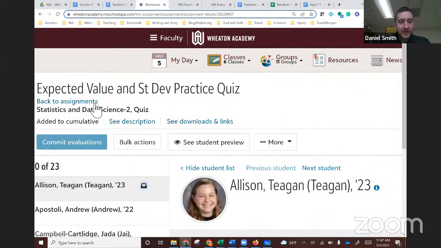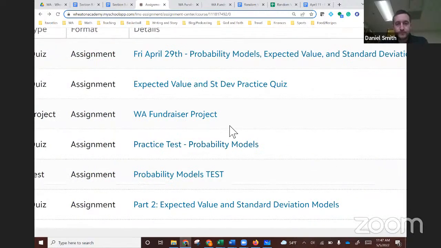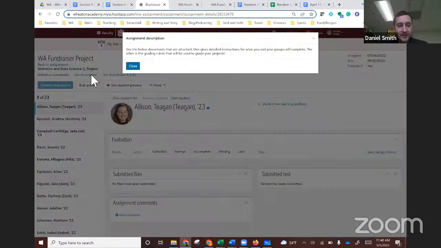is begin working in your groups, because you can do that by yourself, but you can't work with your groups outside of school. So the group project is called the WA Fundraiser Project. You can find it on campus. I'd go ahead and pull it up. I'm going to give you a 5-minute breakdown of what the project is and then show you 2 projects from last year. Okay, so the WA Fundraiser Project.